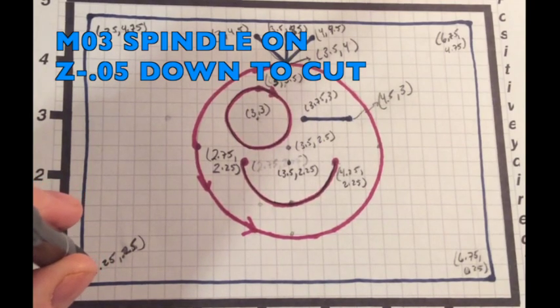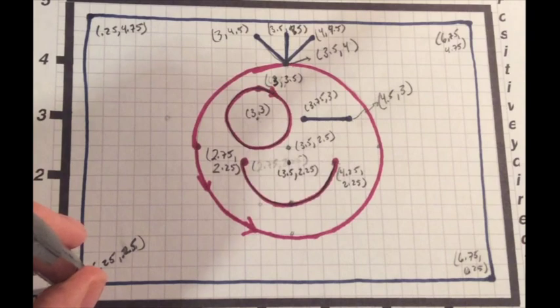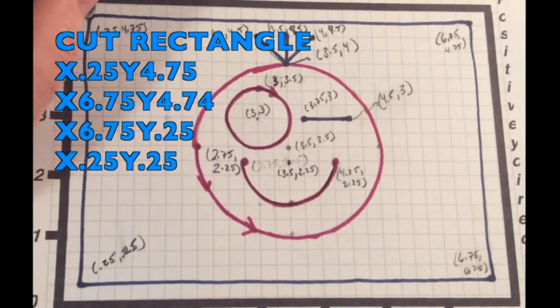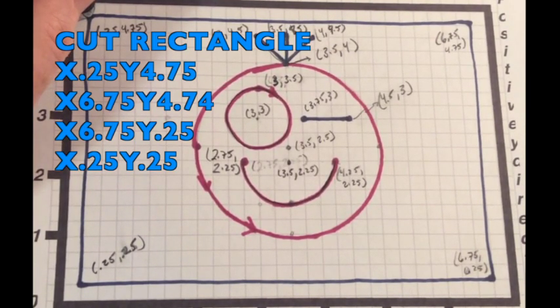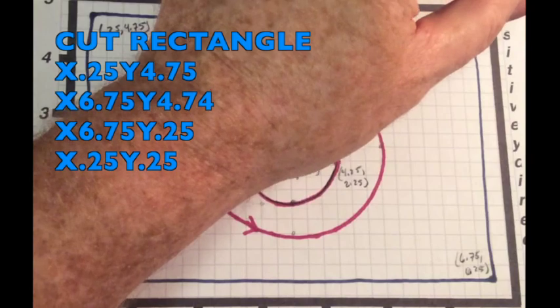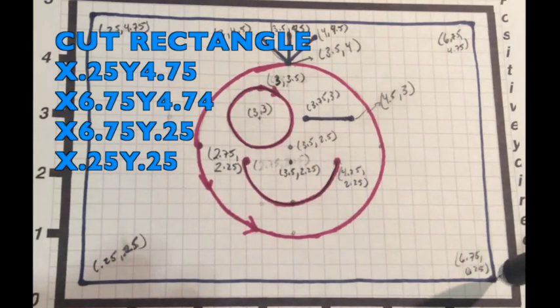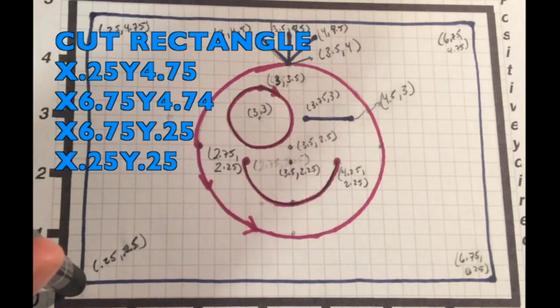Okay, then we're going to bring it down in the Z minus 0.5. So it's actually cutting into the surface. And then we're going to start cutting the rectangle. So the first thing we're going to do is go X 0.5, Y 4.5 up to here. And then we're going to just keep going to those coordinates. So X 6.75 and Y 4.75. Again, X 6.75, Y 0.25, and then X 0.25, Y 0.25.